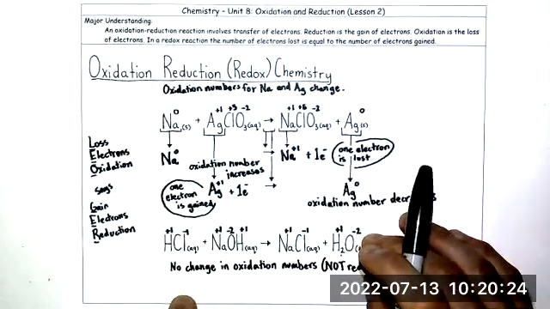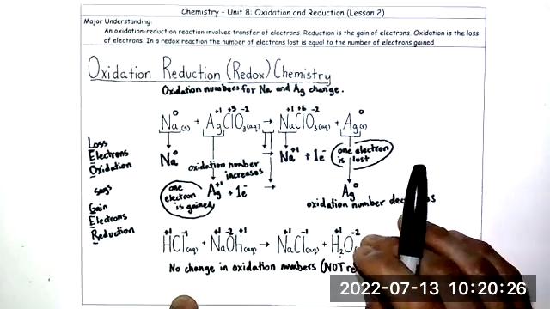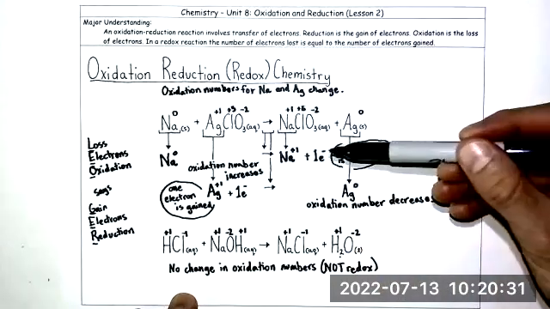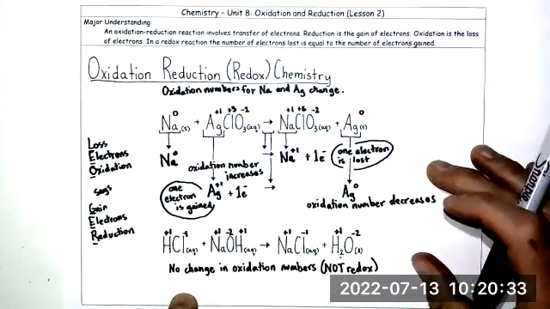Okay. And so that is lesson 2 of oxidation reduction. In the next lesson, we'll focus more on writing redox half reactions.